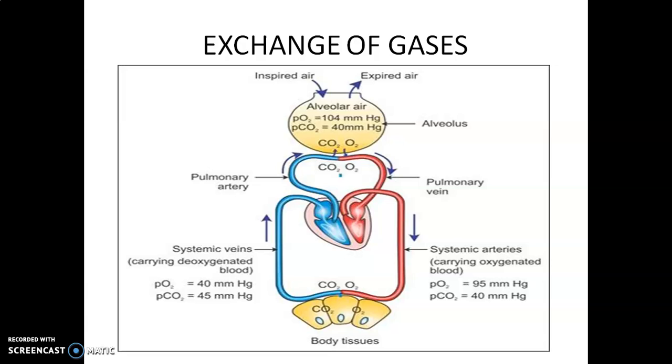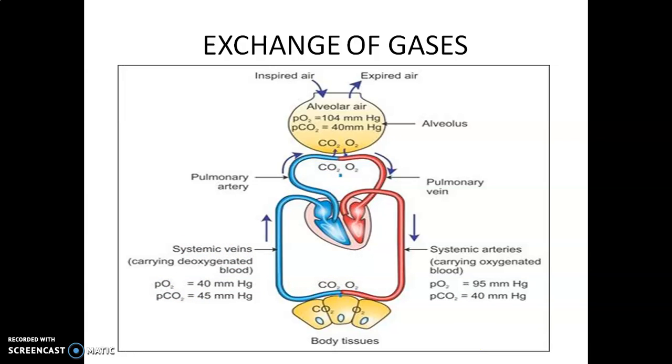So what happens, children? A concentration gradient for oxygen exists from alveoli to blood and blood to tissue. Similarly, a pressure gradient for carbon dioxide exists in the opposite direction, that means from tissues to the blood and blood to alveoli. So after reading it, when you analyze this chart, it will be very easy.